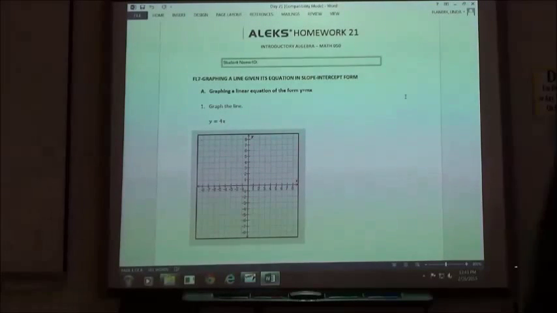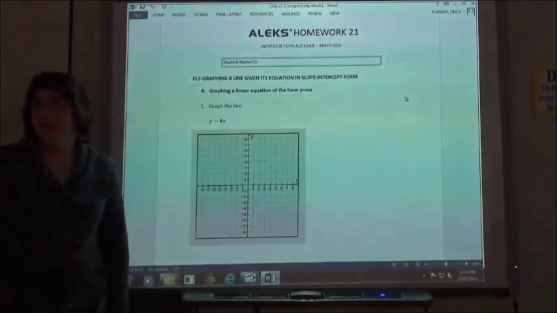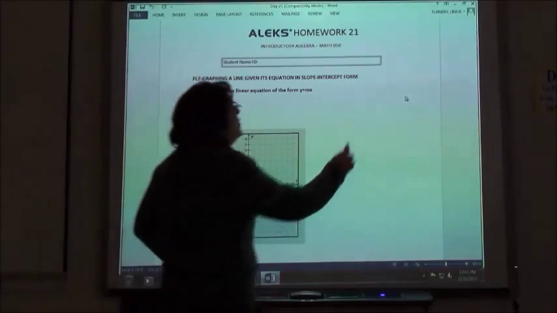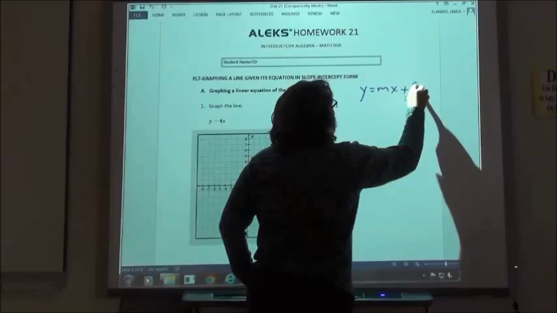All right, homework day 21. We are going to graph an equation in slope-intercept form, and they're going to give you 3 different versions of this problem. Slope-intercept form looks like this. y equals mx plus b.